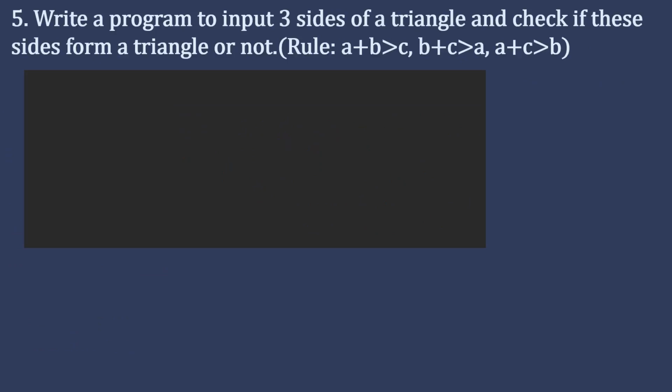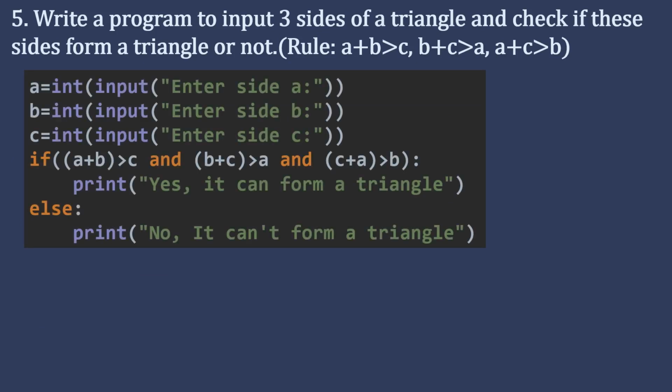Now this program is to input three sides of a triangle and check if these sides form a triangle or not. As you know, the condition is the sum of any two sides should be greater than the other side. So we will just put this condition in our if statement. First of all, we have to take the sides of the triangle in three variables, let's say a, b, c. And the condition is if a plus b is greater than c and b plus c is greater than a and c plus a is greater than b. If all these three conditions are satisfied, then it has to print that yes, it can form a triangle. Else it will print that no, it can't form a triangle.